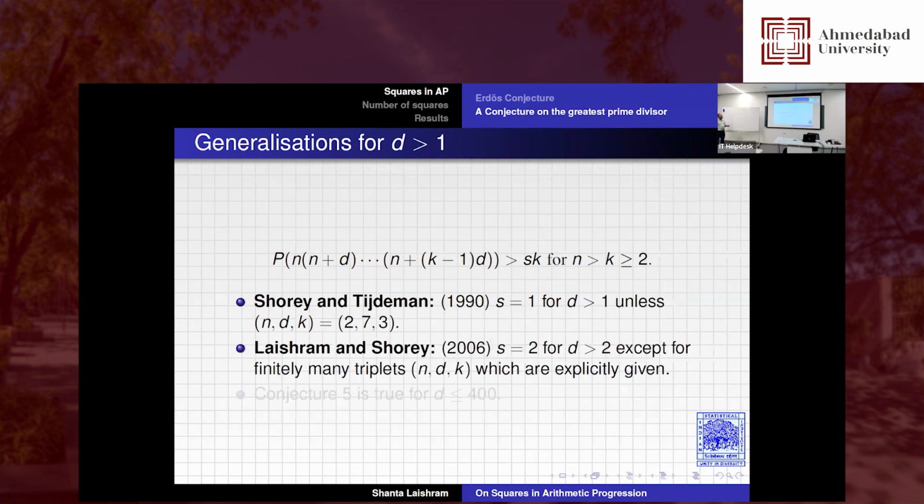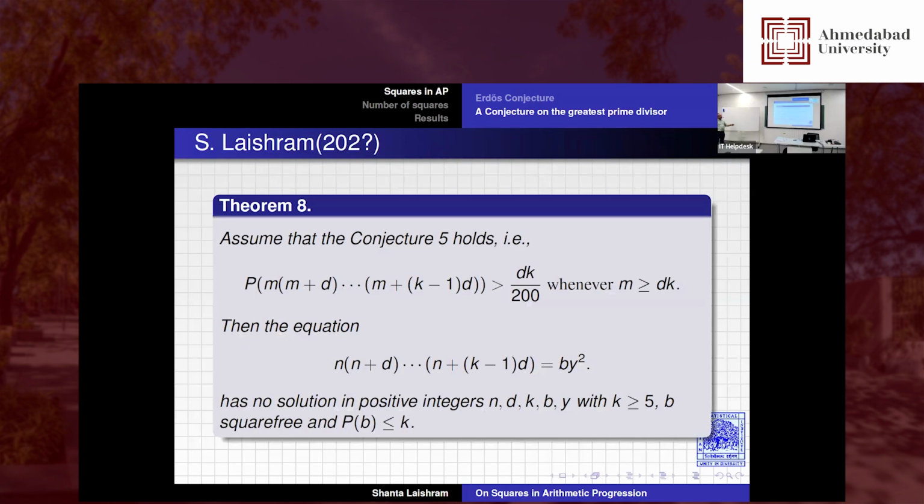And I extended this result by showing that there's a prime factor bigger than 2k for d bigger than 2, except for some finitely many triples n, d, k which were explicitly given. So that means this product has a prime factor bigger than 2k whenever k is bigger than d, which is bigger than 2. So that implies that when d is less than or equal to 4, the previous conjecture holds, this has a prime factor bigger than dk by 200.